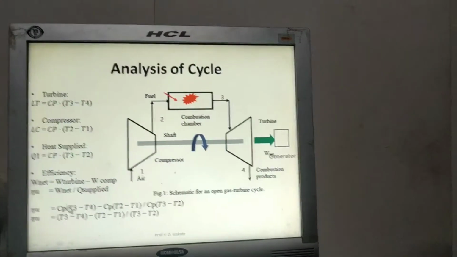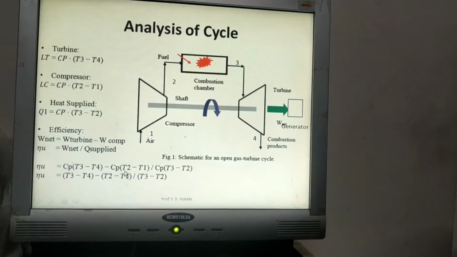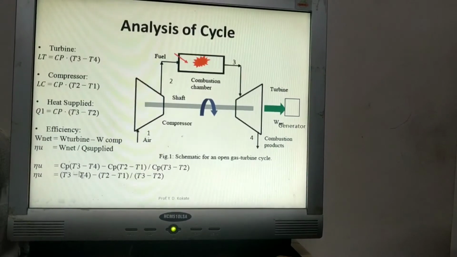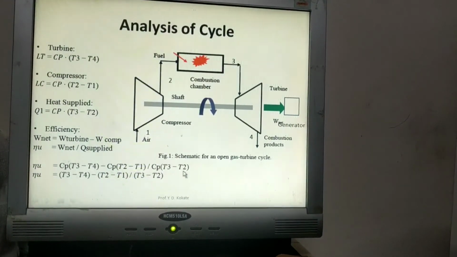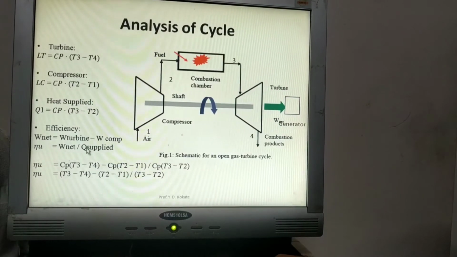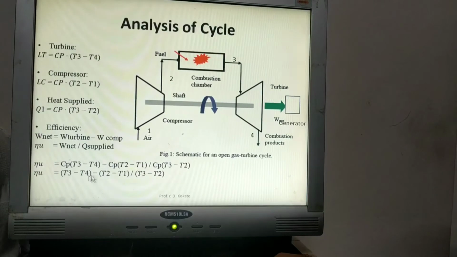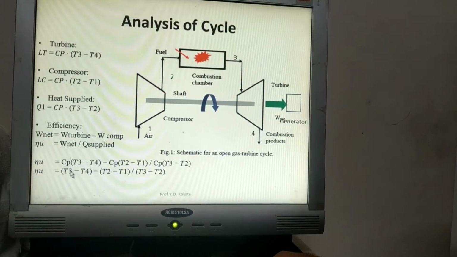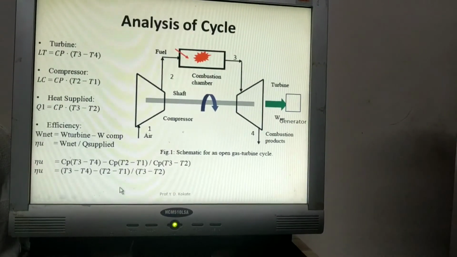Once we write it down, that is Cp into T3 minus T4, which is the turbine work done, minus T2 minus T1 into Cp, which is the compressor work done. So we have the net work done as the numerator divided by the heat supplied, which is Cp into T3 minus T2. As Cp is common, we cancel Cp and we have the same formula, that is T3 minus T4 minus T2 minus T1, divided by T3 minus T2.